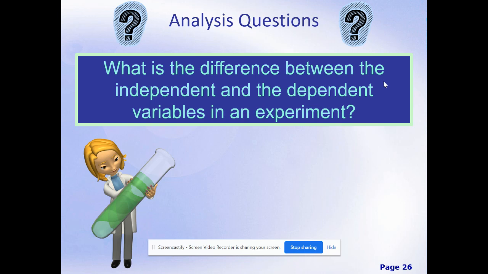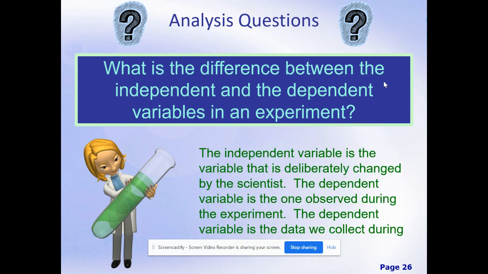What is the difference between the independent and dependent variables in this experiment? The independent variable is the one that the scientist deliberately changes. We deliberately change the amount of fertilizer each plant was given. The dependent variable is the data we collect during the experiment. In this experiment, we measured the plant growth height.